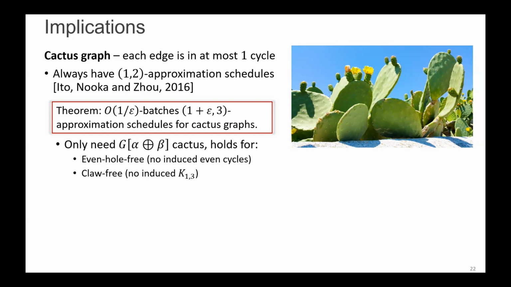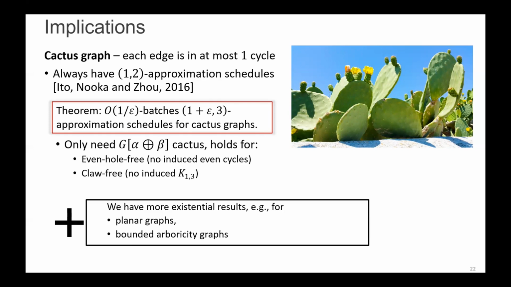And actually, these proofs don't need that the whole graph G is a cactus graph, but only that the symmetric difference of these two vertex covers is a cactus graph. And this is why these results actually hold for larger classes of graphs. And we have more such existential results also for planar graphs and bounded diversity graphs. So look into the paper for the additional results that I don't want to mention here now.